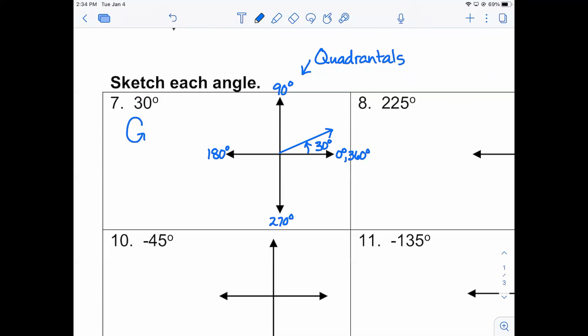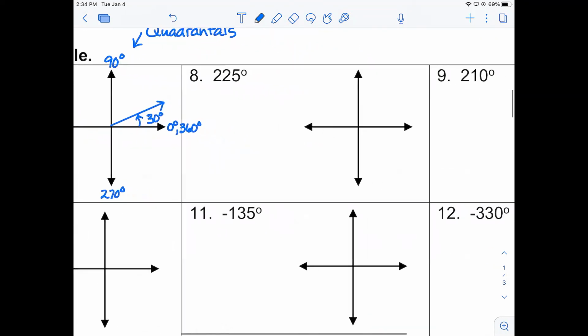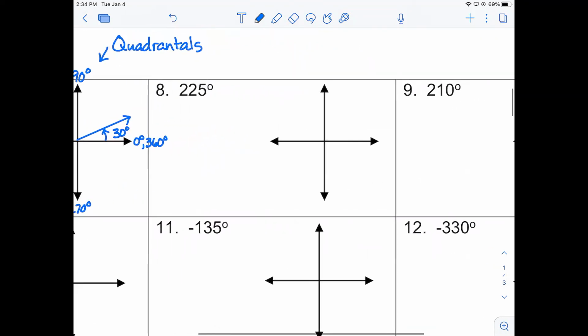Okay, so always make sure you can kind of tell where exactly it needs to go. If it's 30, it's closer to 0. If it would have been 60, then we could have put it closer to the 90. Okay, number 8, we're going to do the same thing. We're going to go through and label our quadrantals. We're still going in the positive direction, so this is going to be 0, 90, 180, 270, and 360. Okay, and we're going all the way to 225 degrees.